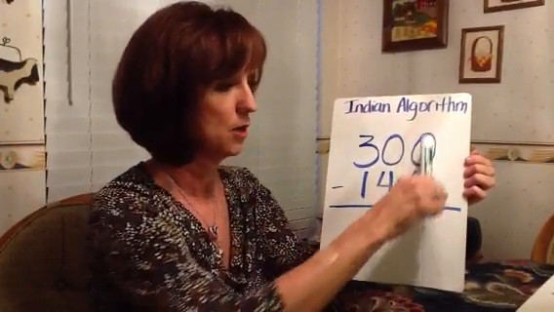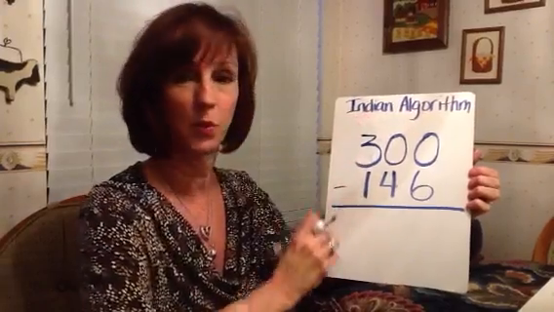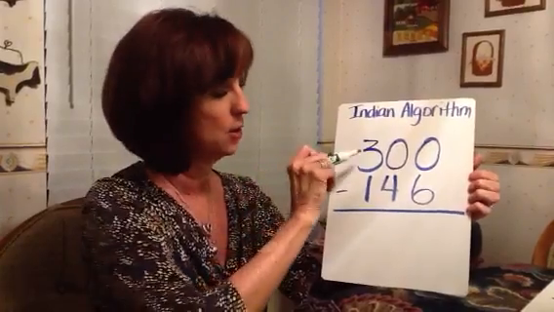Now, in our algorithm, we start in the ones column. But in the Indian algorithm, we start subtracting in the furthest column to the left. So we're going to start here in the 100s column in this problem. We can subtract. We have enough. 3 minus 1 is 2.